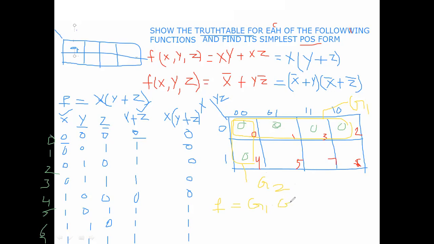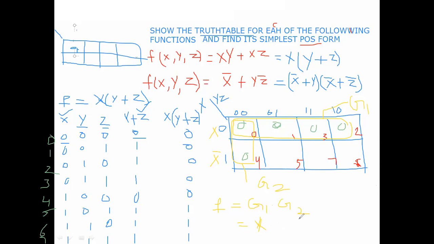Now we are working on group 1 and group 2. For group 1, what is the X value? Here X is 0, which means this is X, and X bar is 1, since these are POS terms. So X is 0, that's why X. What about the YZ values? Here all combinations are covered, that's why that value is 1. So, leave it.